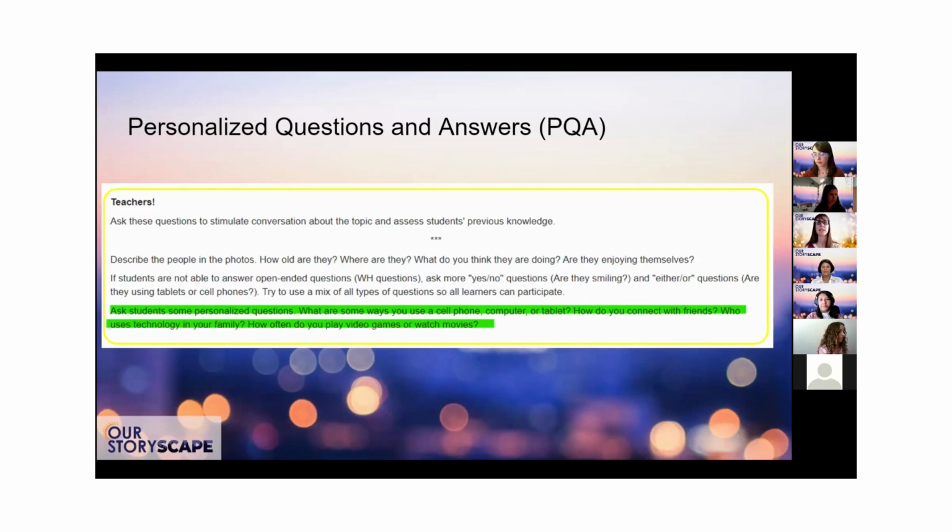So for this example right here, this was a discussion that was happening at the beginning of a unit, and I highlighted in green here some personalized questions that you can use to ask your students questions about themselves and relate to the content that they're going to be seeing in the story. So using those personalized questions and answers, get your students thinking about the vocab, using the vocab. It's a very low pressure situation because you're just having a conversation with your students and learning about them by using the target language.